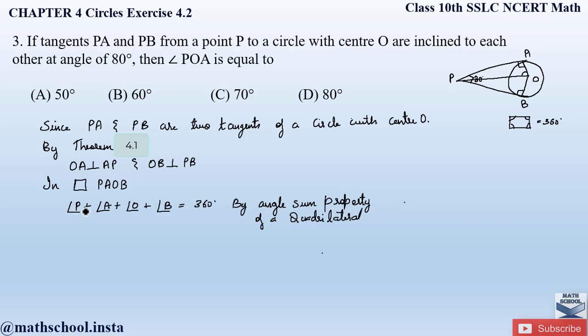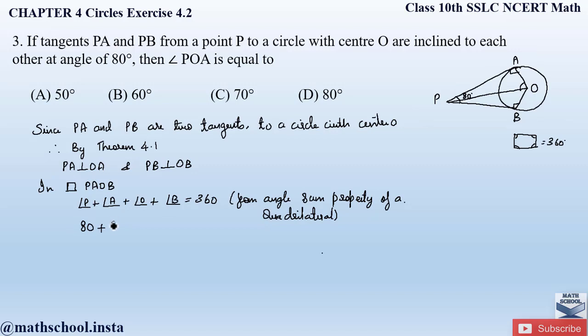So substituting the angles we know, angle P is 80 degrees, angle A is again 90 degrees, plus angle O. Angle O can also be written as angle AOB. Here I have written directly angle P, A, O and B. So instead of angle O, we can write angle AOB, plus angle B is again 90 degrees, equal to 360. So 80 plus 90 plus 90 is how much? It is 260 degrees plus angle AOB.